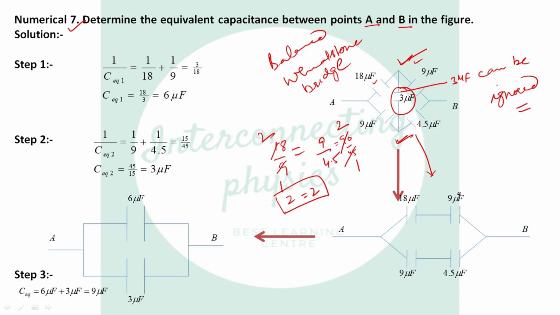So 18 microfarad, 9 microfarad. These two are in series, that is 9 microfarad and 4.5 microfarad. So let us calculate the equivalent capacitance for the first pair, which is 6 microfarad. Let us calculate the equivalent capacitance for the second pair, which is 3 microfarad. Now these two, 6 microfarad and 3 microfarad, are in parallel. So the result is 6 microfarad plus 3 microfarad equal to 9 microfarad.